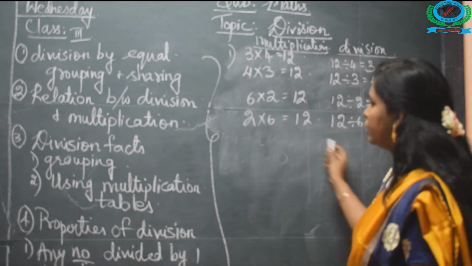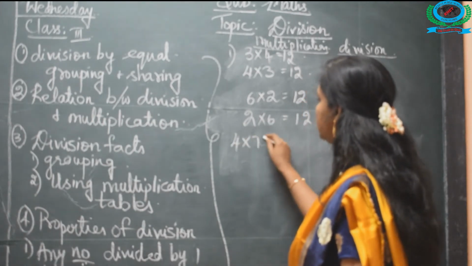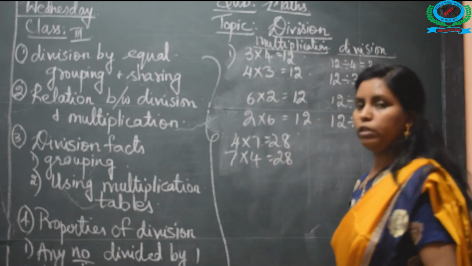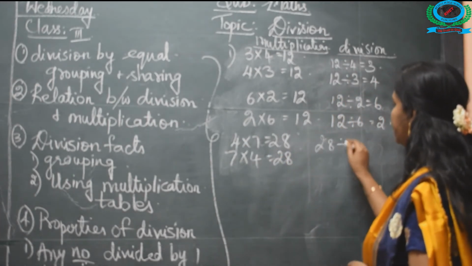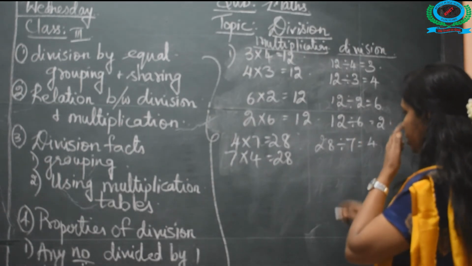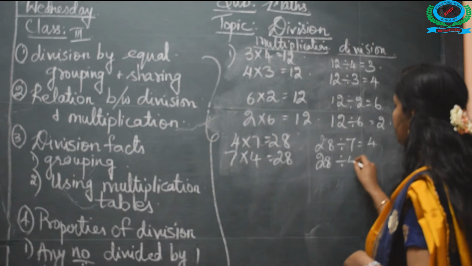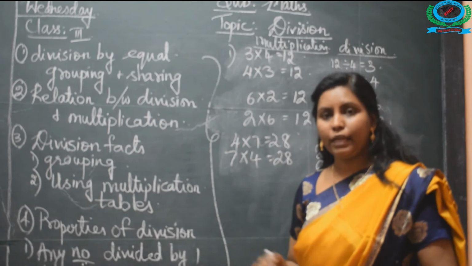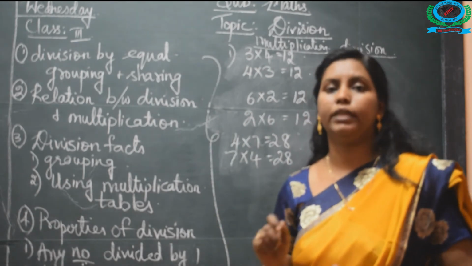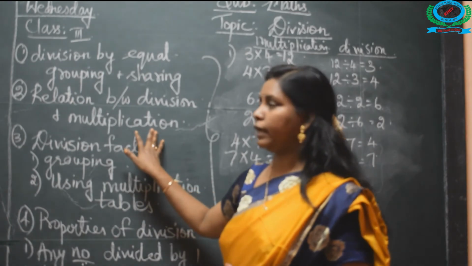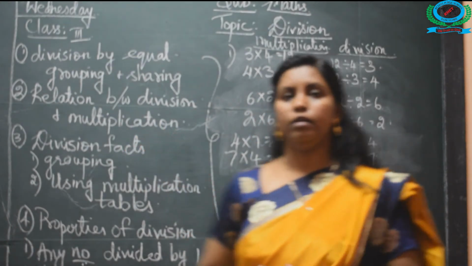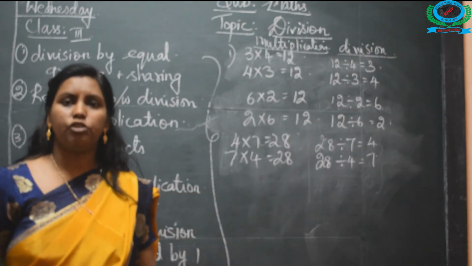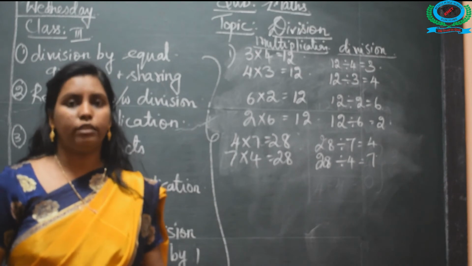Let me give you one more example: 4 into 7 is equal to 28. 7 into 4 is equal to 28. So the division form will be 28 divided by 7 gives you 4, and 28 divided by 4 gives you 7. So these examples show that multiplication and division are related to each other. That is the meaning of the second subunit. Okay children? So these were the 3 examples.